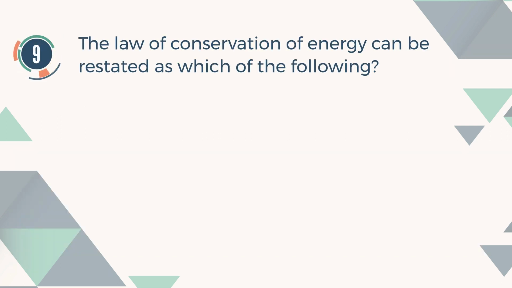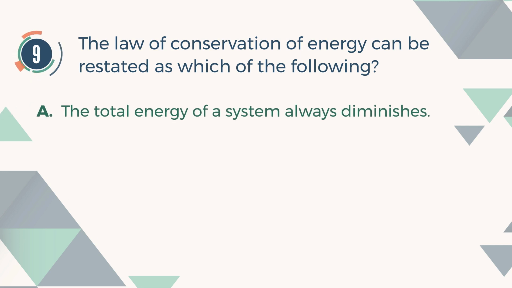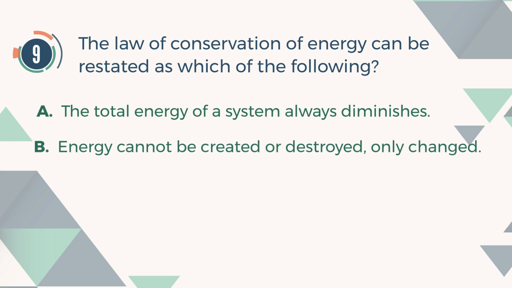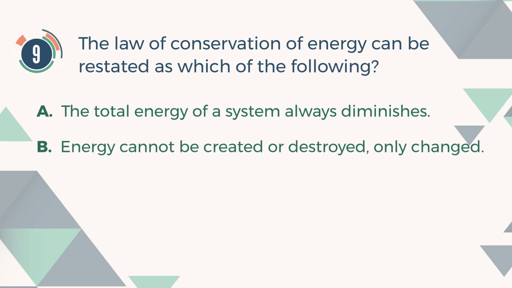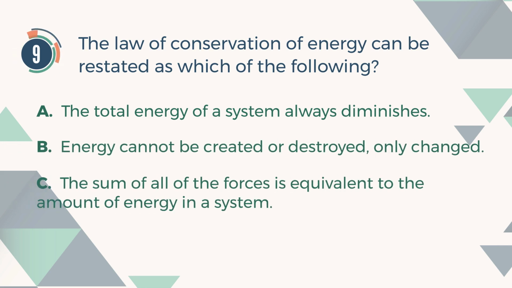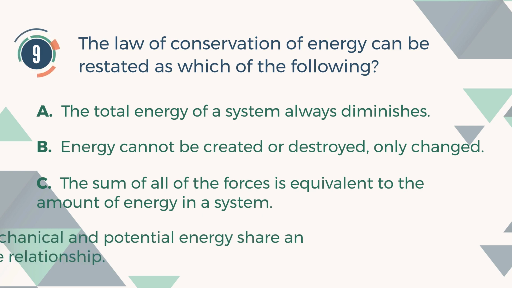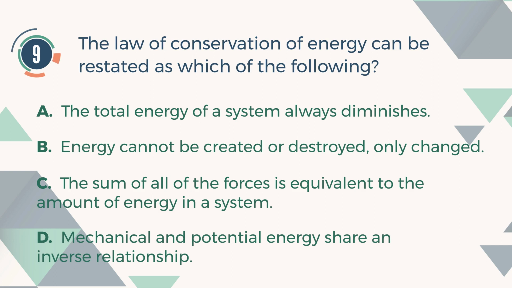Number 9. The law of conservation of energy can be restated as which of the following? A. The total energy of a system always diminishes. B. Energy cannot be created or destroyed, only changed. C. The sum of all of the forces is equivalent to the amount of energy in a system. D. Mechanical and potential energy share an inverse relationship.